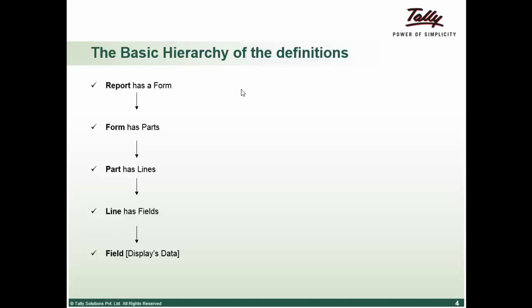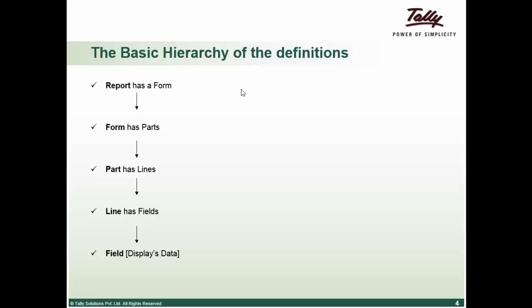Parts contained in parts can be horizontal. Lines are always vertically sequenced. A line can further contain lines or fields, and at the end each line will have fields. Fields are horizontally placed in the line. A field can further contain fields. At the end, finally, a field will display the data.